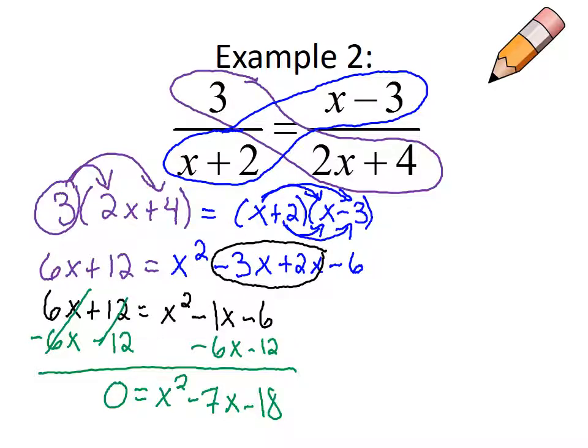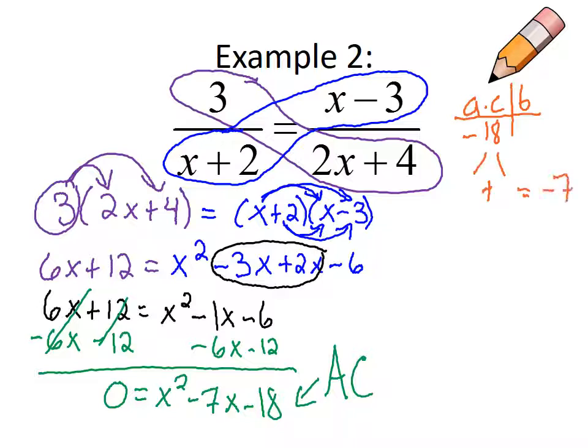Once we get here, you guys, we're going to have to use our favorite AC, which keeps coming up all over the place. Alright, so when we do this one, A times C has to add up to B. We're going to get negative 18, two numbers that add up to negative 7. Well, negative 9 and a positive 2.